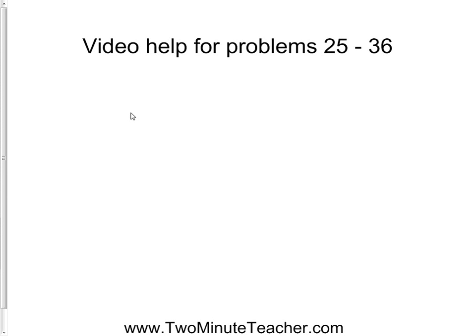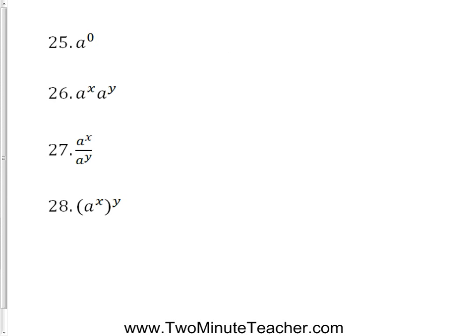Okay, let's get through problems 25 through 36 and show you how those work. First of all, a to the 0 is equal to 1, because anything to the 0 is equal to 1. 2 to the 0 power equals 1. 1.93 to the 0 power equals 1. Anything to the 0 power is 1. It's like a definition.